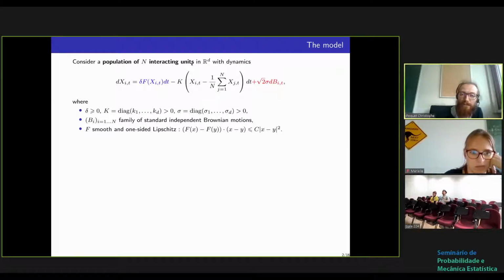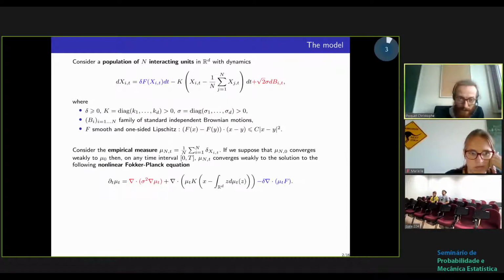And of course, if you want to take a lot of units, very large, but you want to study the dynamics of this kind of model, the idea is you want, for simplicity, to take the limit n going to infinity. For this kind of model, it's something that is very classical. It was already studied in the 80s by Sznitman, Méléard, and by many people afterwards. For this kind of model, a good way of looking at this is considering the empirical measure.